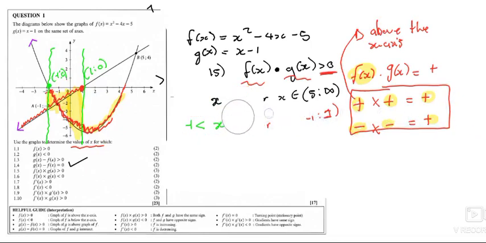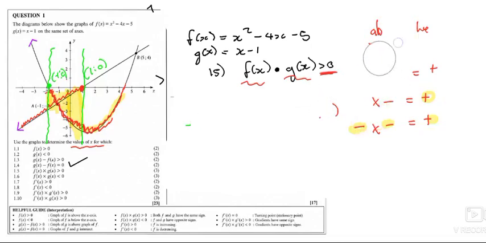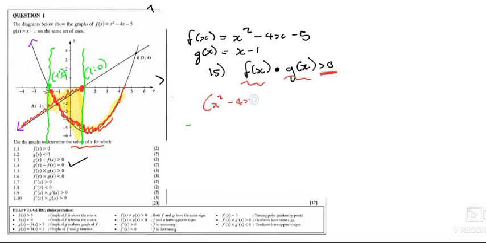Now, someone might say, I tried to do it using algebra and I got a cubic. You are the problem. Guess what? Someone might say x squared minus 4x minus 5, then times x minus 1 greater than 0. You're the problem, because you want to multiply in. It's already factorized. Just factorize the quadratic. So to factorize this side is going to be x minus 5, x plus 1. Then this one becomes x minus 1.